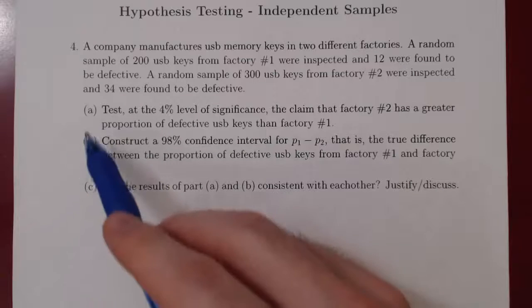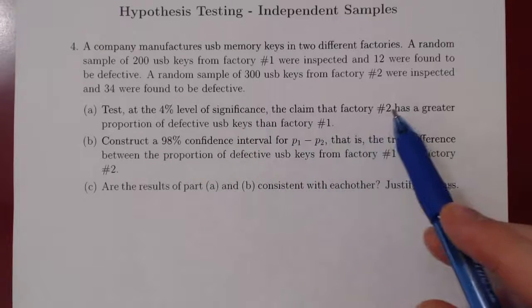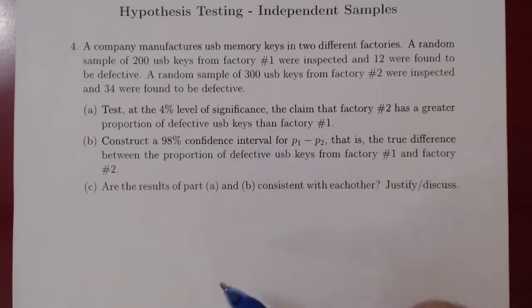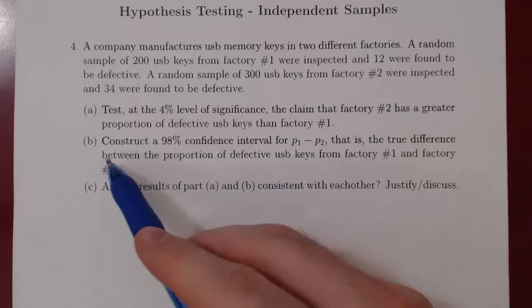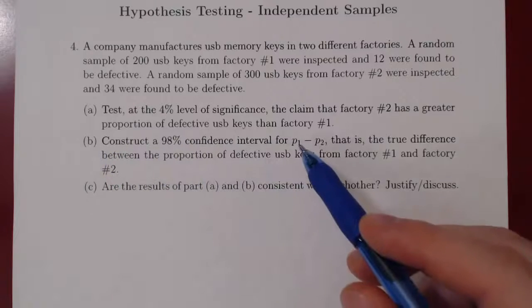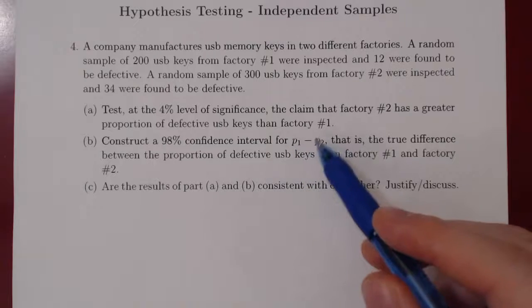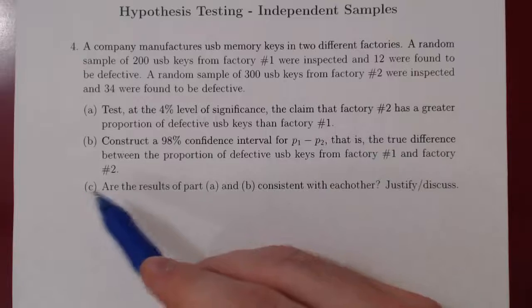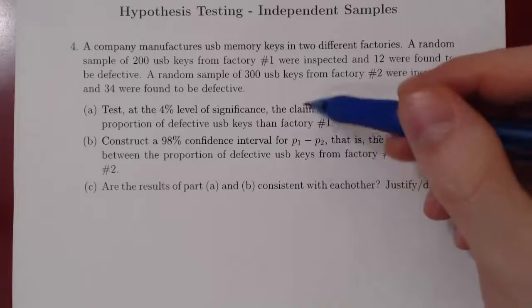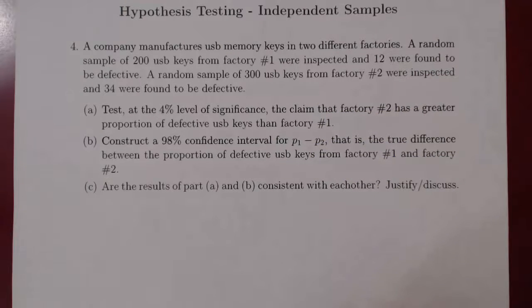So part A, we want to test at the 4% level of significance the claim that factory number 2 has a greater proportion of defective USB keys than factory number 1. In B, we will construct a 98% confidence interval for the true difference of the proportions from factory 1 and factory 2. And in C, we are going to ask whether or not the conclusions of parts A and B are consistent with each other. So let's start with part A.